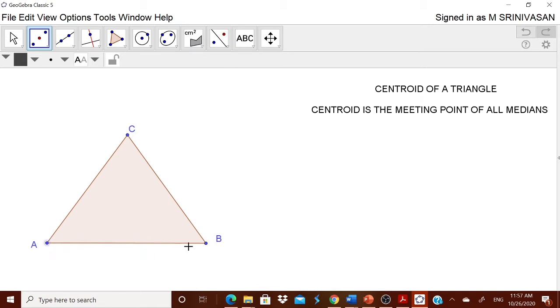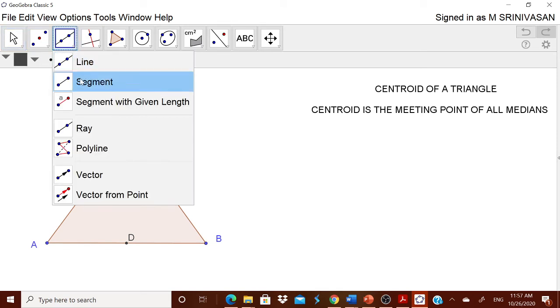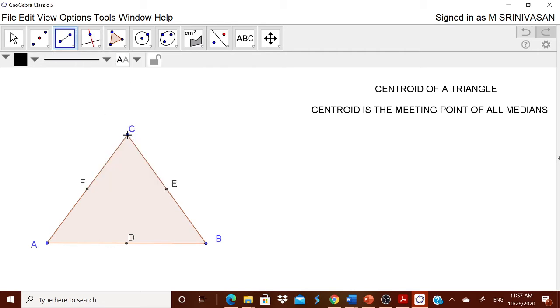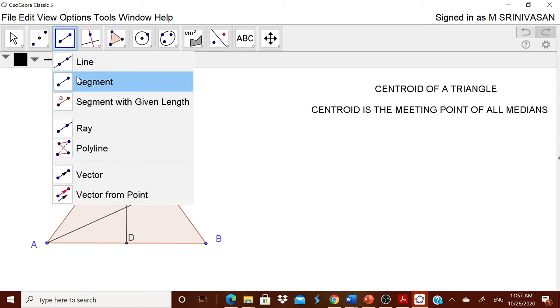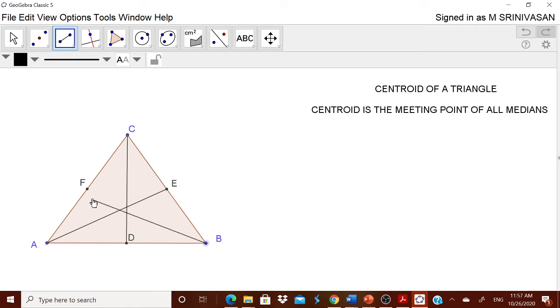Okay, let me touch A and B. You got it. I touch B and C. You can touch this AC also. You got it. Now you have the midpoints of the sides. Now you want the medians. The medians are nothing but the segments. Therefore, go to this segment tool, join C and D. Then go to the same segment tool, joining A and E. Then go to the same segment tool and join B and F.